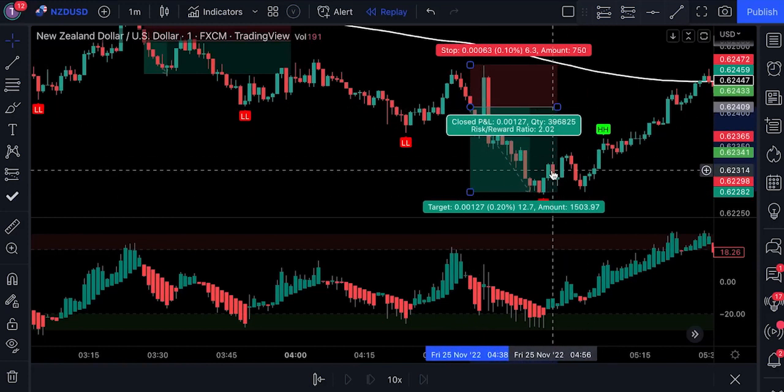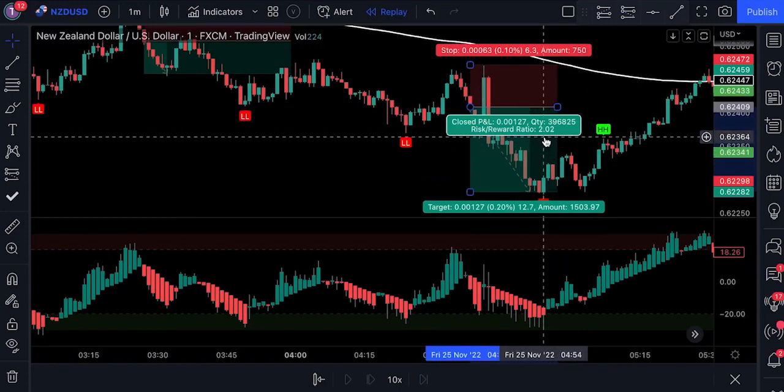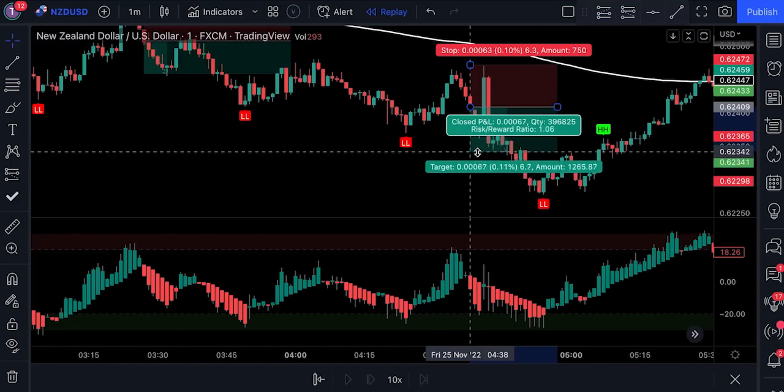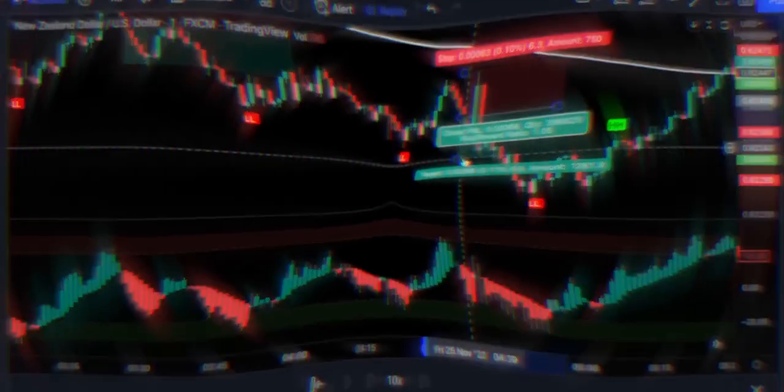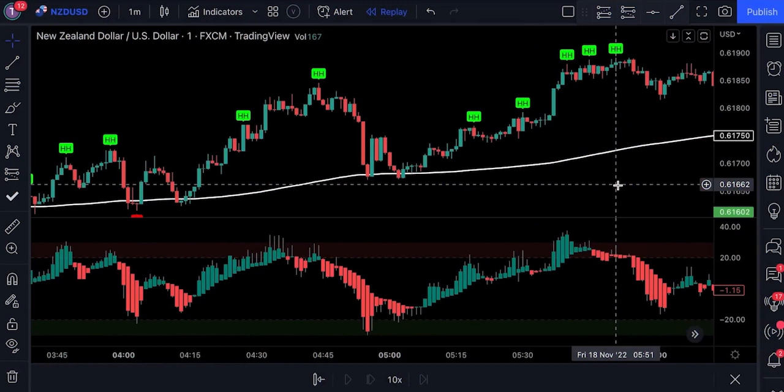In this case, we see the price action reached our second target, and since our stop loss was moved to 1:1 risk reward, on this trade we could have made good profit as well. The rules for taking long trades are going to be exactly opposite.